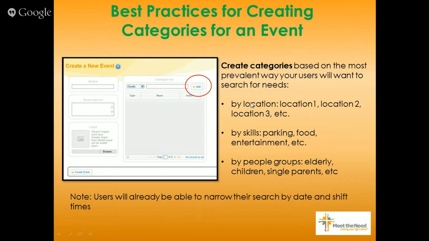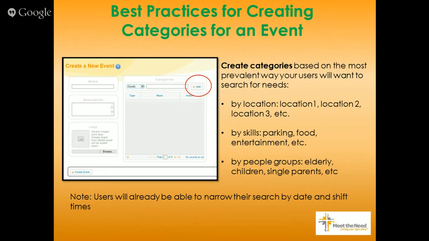The best practices for creating categories for an event, we get this question a lot, is how do I know how to name my categories and create those categories? There's basically 3 different ways that you can decide how you want to create your categories, and you want to pick one of those. You can do it by location.